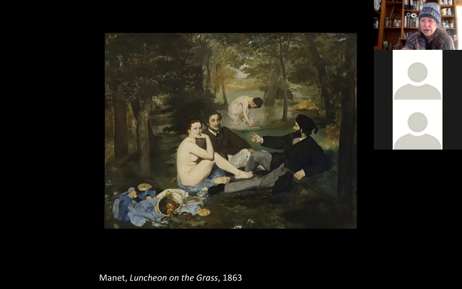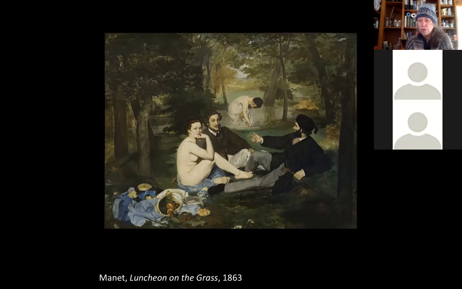All right, so another thing you learn at the academy is modeling the figure to show its mass, right? So there should be chiaroscuro, there should be light and dark, showing the contours of the body and the mass of the body. But he's painted her flat, as if she doesn't have volume or mass, as if she's just kind of a paper doll cutout pasted on the painting. So that's kind of weird.